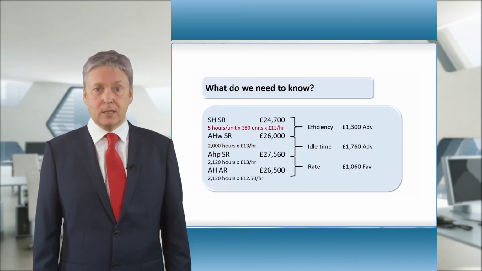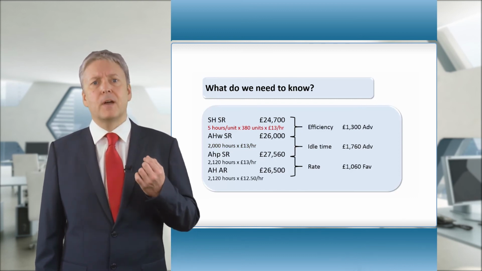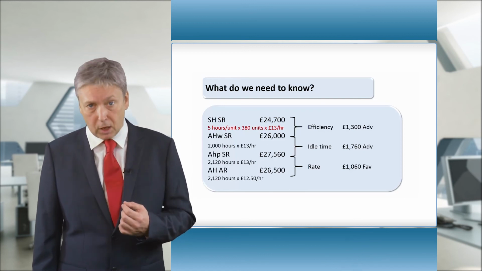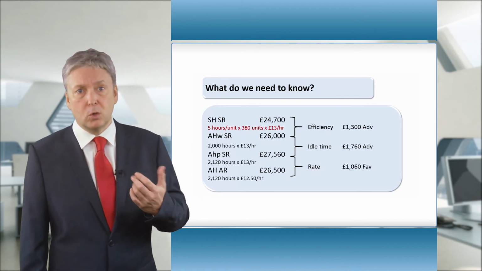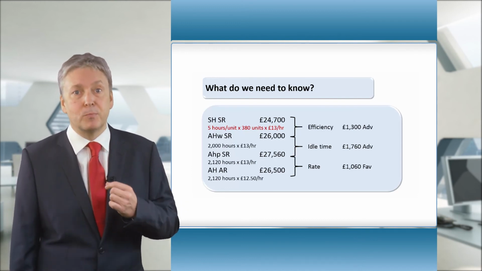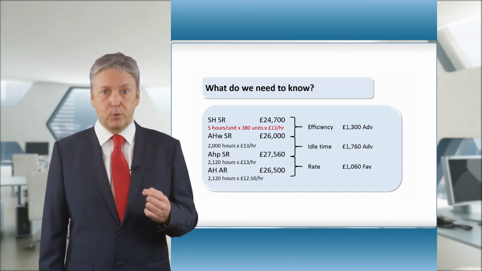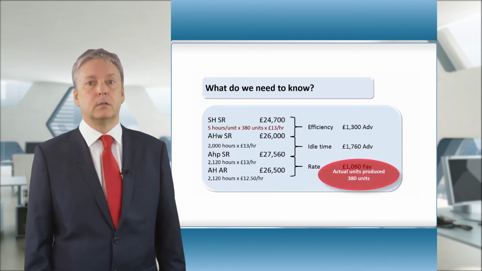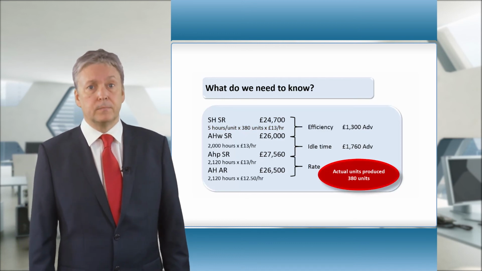And if we're looking at the standard hours at standard rate, if you remember, we knew that we had 5 hours per unit. And we calculated a moment ago the standard rate. So if we divide the total value by both the 5 hours and the £13 per hour, we are able to calculate the actual output of 380 units. So the actual units produced are 380 units.